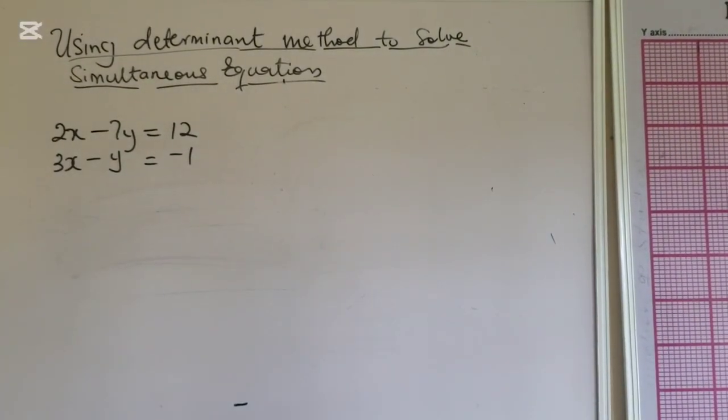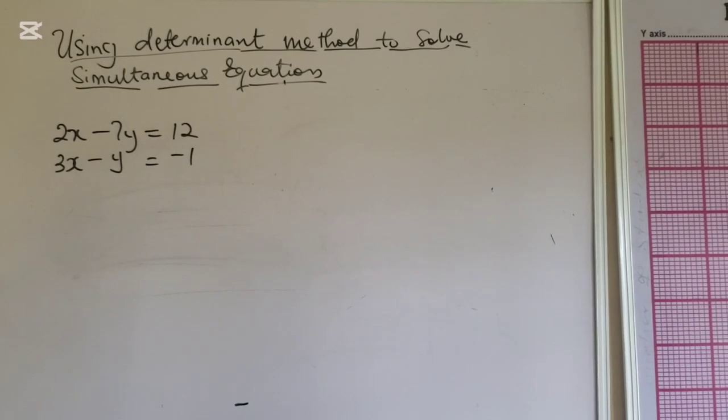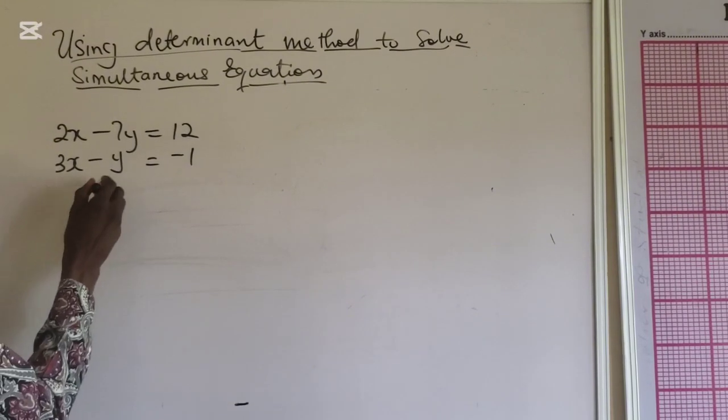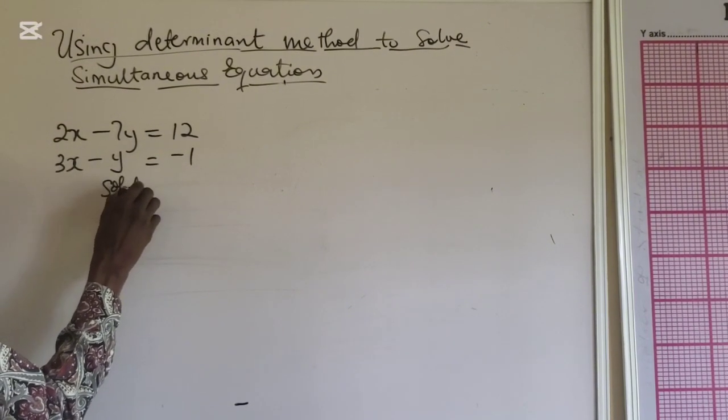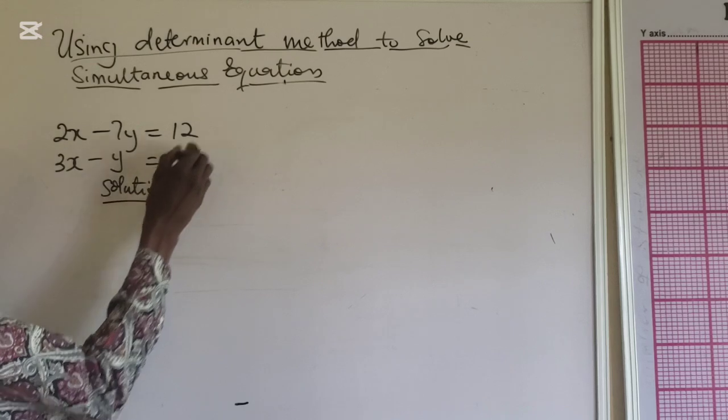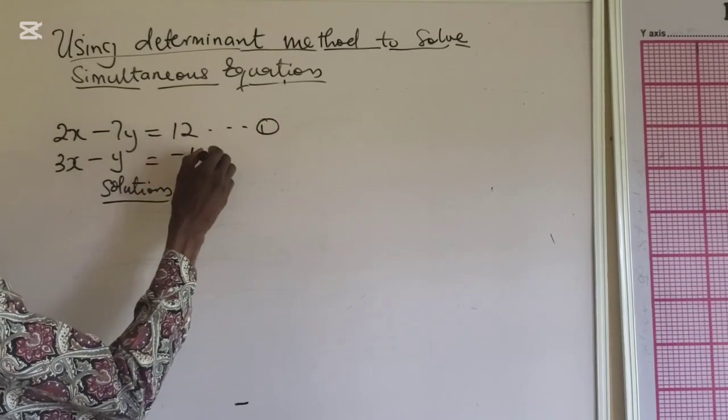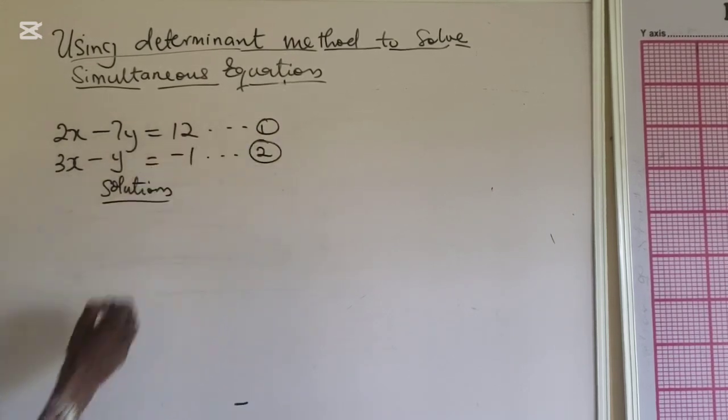I have done one example of using determinant to solve simultaneous equation. Now I am dealing with example number 2, how we can use it to solve simultaneous equation. Solution. I call this equation 1. I call this equation 2.